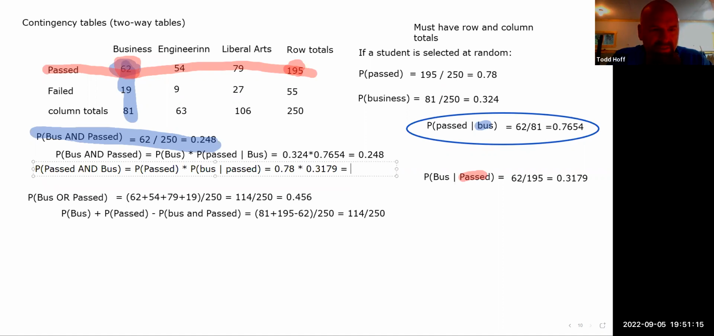We multiply that out, we get, once again, the same 0.248. So these two probabilities came out to be the same. So it doesn't matter whether we do probability of being a business student and passed, or the probability of passed and a business student. We change those orders, we still get the same combined probability. So there's all sorts of different combinations we could go through here, but we're not really going to get into that. I mean, they're all really just variations of the same calculation.